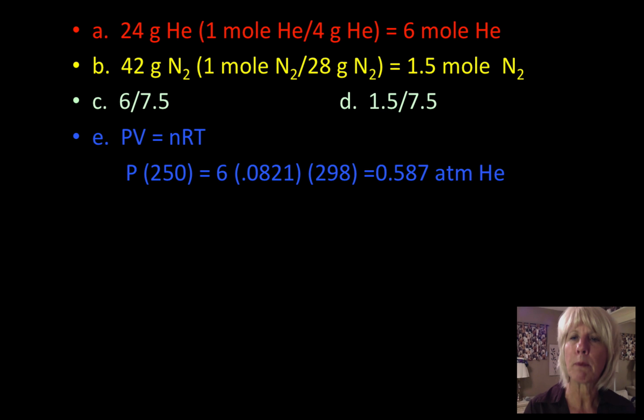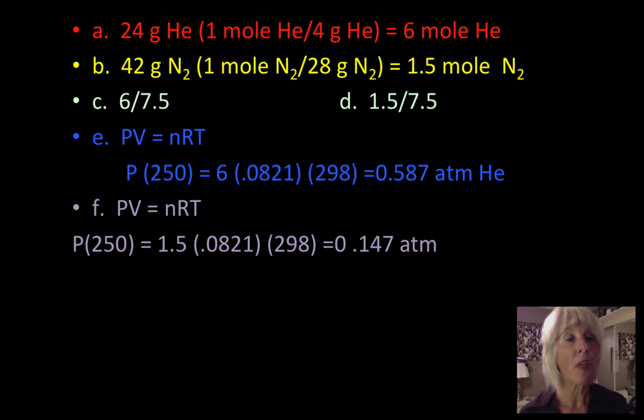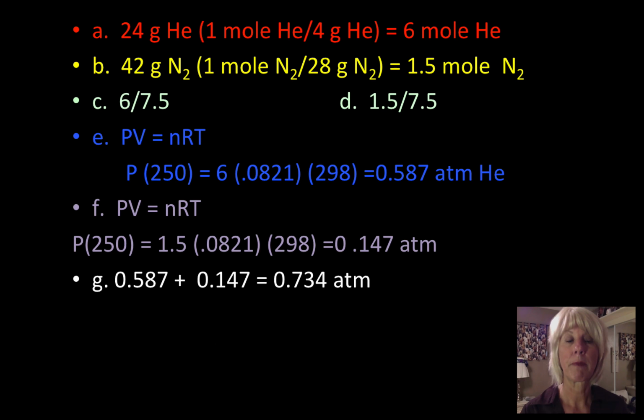We're going to do the same procedure to find the pressure of nitrogen. P times 250 is equal to 1.5 moles of nitrogen times 0.0821 times 298 Kelvin. In this case, nitrogen has a partial pressure of 0.147 atmospheres. Now remember, if I want to find the total pressure, all I have to do is add up the partial pressures.